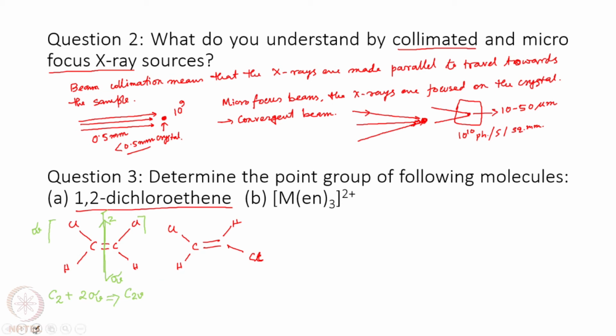Now, if you look at the other molecule which I have drawn here, that is the trans, then the trans molecule has a two-fold perpendicular to the plane of projection and it does not have two sigma v's. So, this is not a C2V, but what it has is a sigma h plane which is the plane of projection. So, C2 and a sigma h makes it C2H point group.